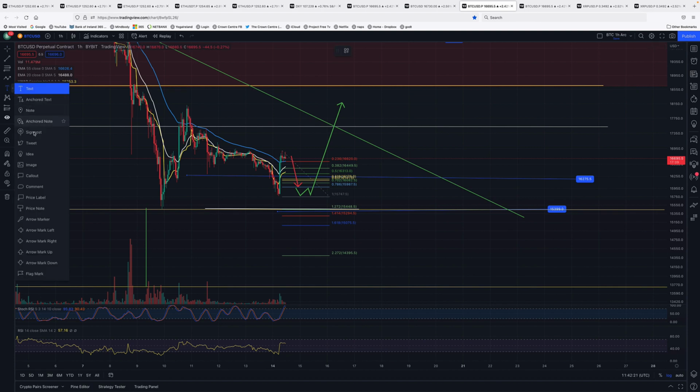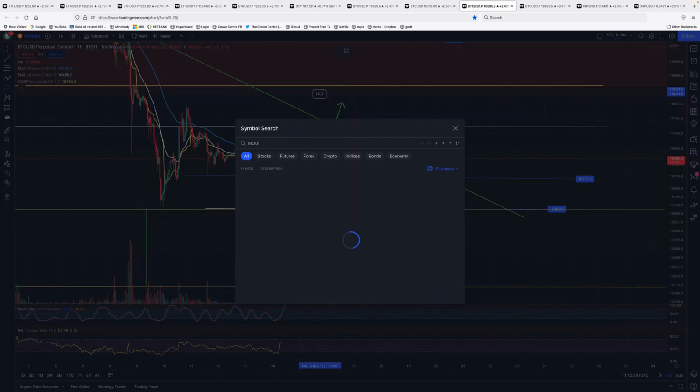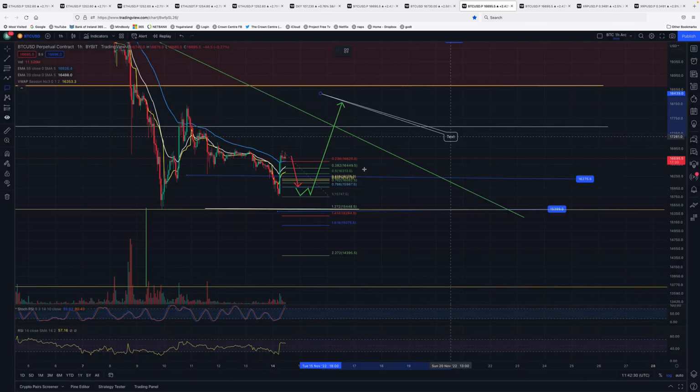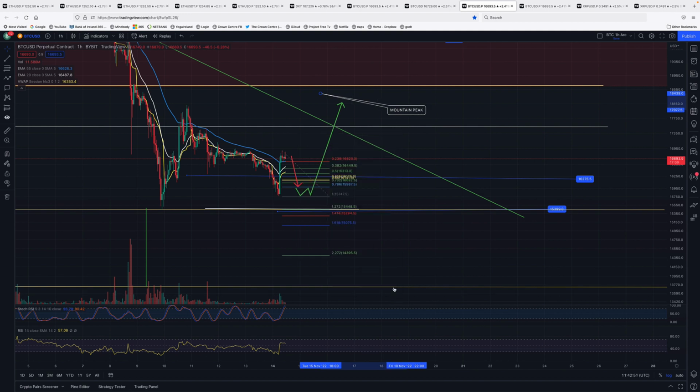Let me put a note on it. Oh, look for mountain peak in the charts, in the indexes, mountain. Never mind, it's only caps, but that's okay.